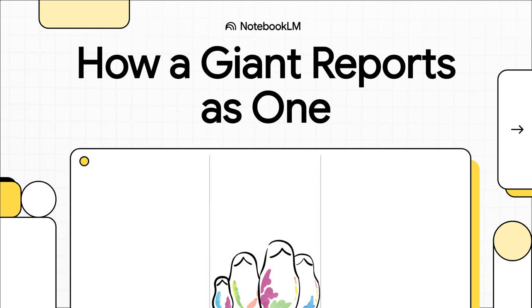Have you ever looked at a massive company, like a Disney or an Alphabet, and realized you're not just looking at one single business? You're actually looking at a huge family of companies. So how does this giant family, with all its different parts, tell the world how it's doing as one single team? Well, let's dive in.